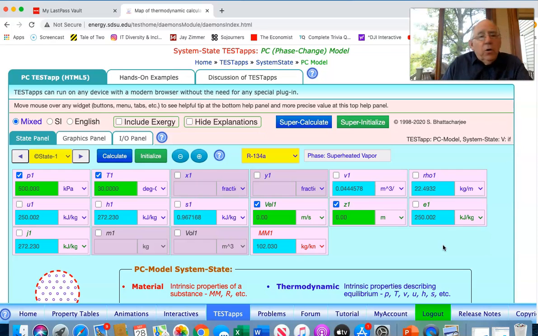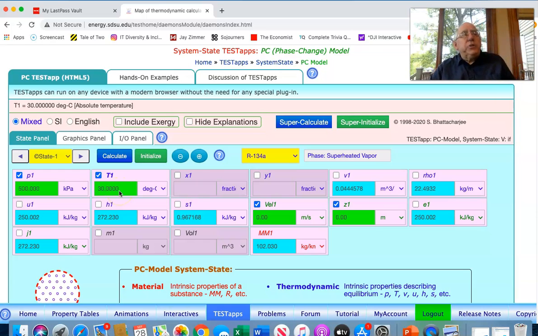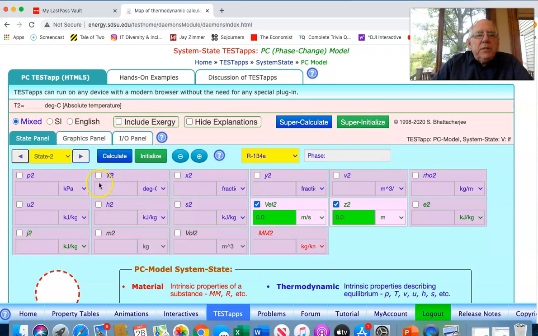Okay, so in order to determine the speed of sound for this particular substance, and again, this pressure and temperature is the static pressure and temperature, which is what the local speed of sound is a function of. And so I'm going to go to state two now, and the problem said to increase the temperature by 1%. And so I'm going to just put in that the temperature two is 1% bigger, which is the same as multiplying it by 1.01.